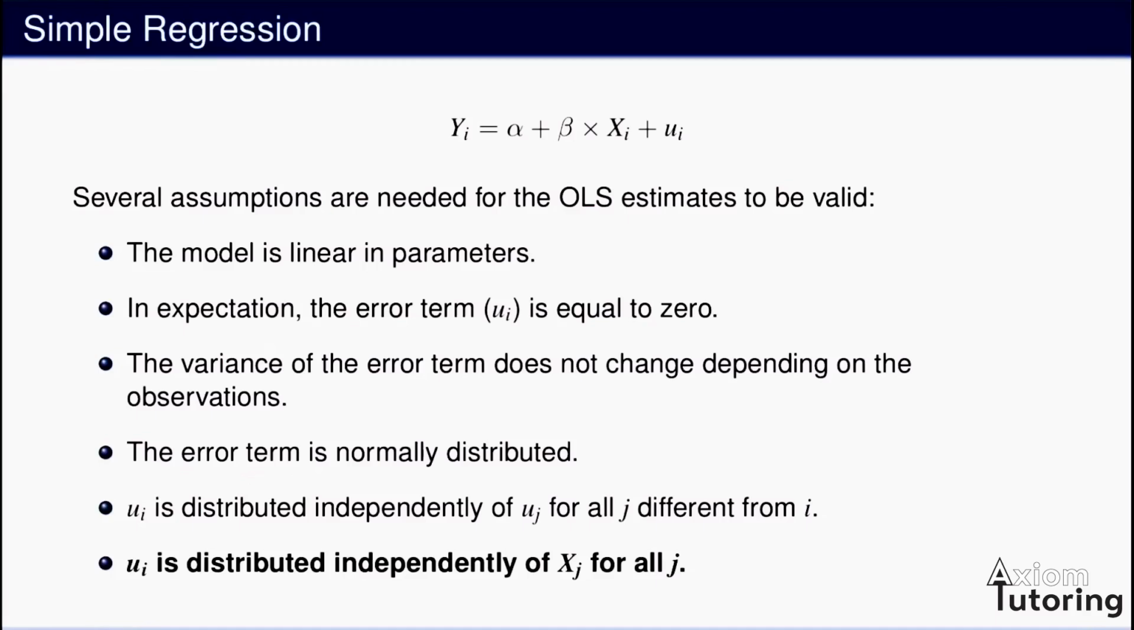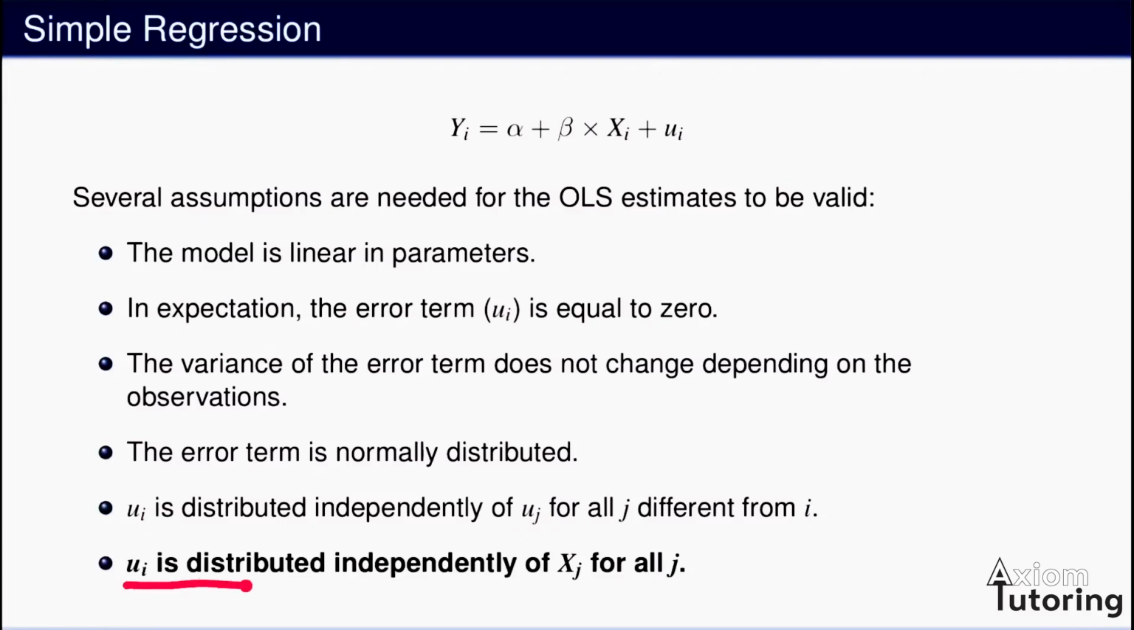So a lot of those assumptions are a bit technical. For example, this assumption basically means that the error term for observation i is distributed independently from the error term for observation j. So the two error terms are not related to one another in any way.